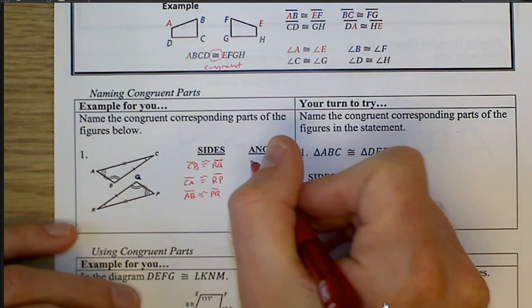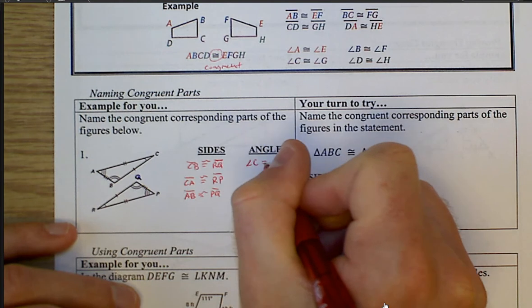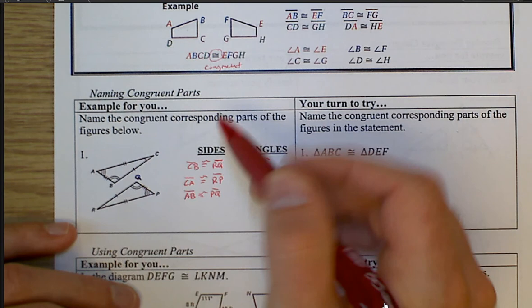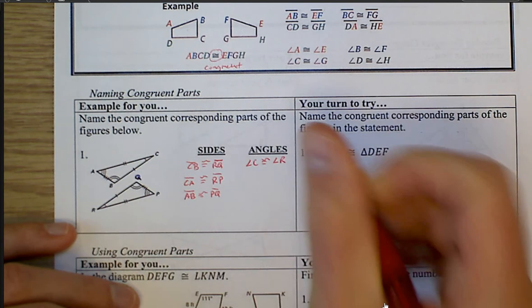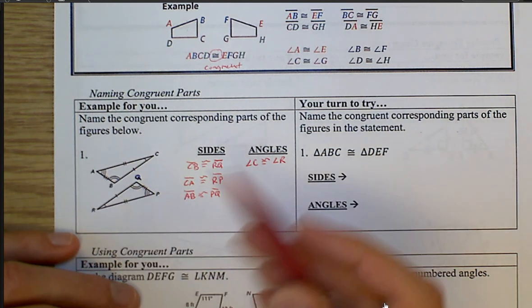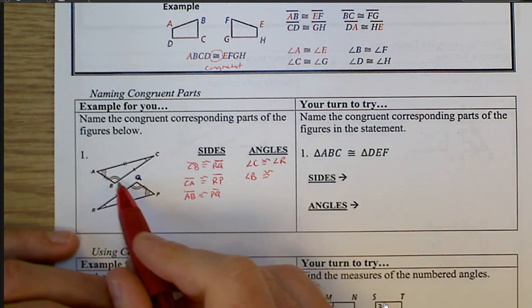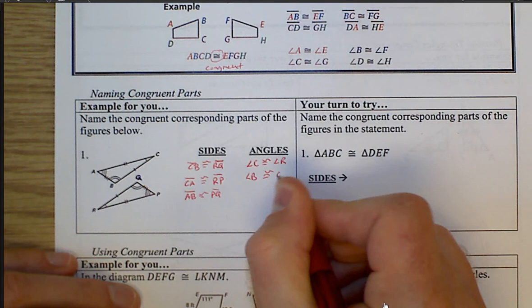So what matches up with angle C? What's congruent to angle C? That has one tick mark or one swoop. This one has a swoop, so angle R. What matches up with Q, or no, I want to start with B. Angle B. What matches with B? B's got 2 swoops, Q's got 2 swoops, angle Q.